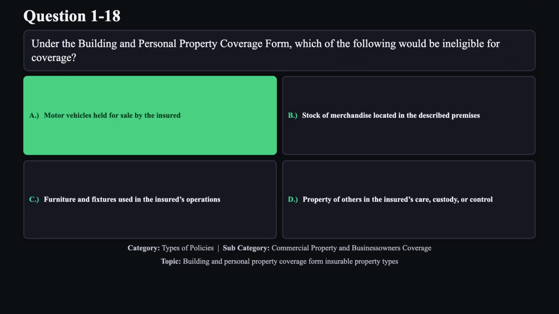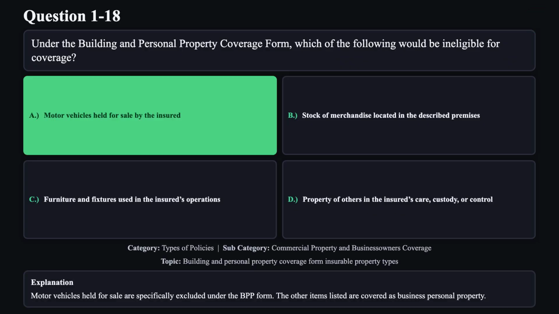The correct answer is A. Motor vehicles held for sale are specifically excluded under the BPPP form. The other items listed are covered as business personal property.